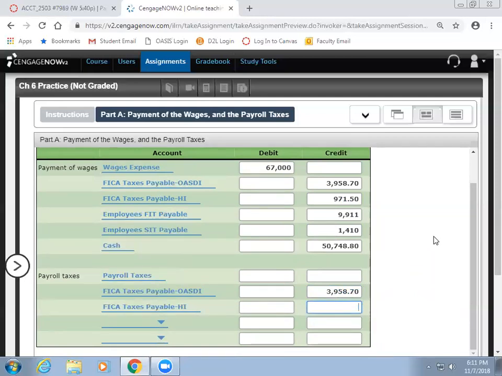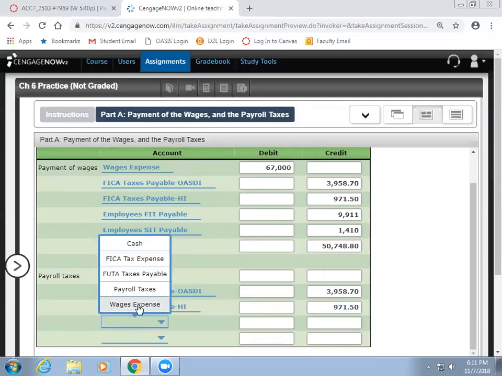My high would be $971.50. So those are equal. And then I just need to calculate federal and state unemployment. Well, they told us the state unemployment rate is 4.1%, and 10,300 of our wages are taxable under FUTA and SUTA. So only 10,300 is still subject to any unemployment taxes. So when I'm calculating my FUTA and SUTA, that's what I'm going to use.